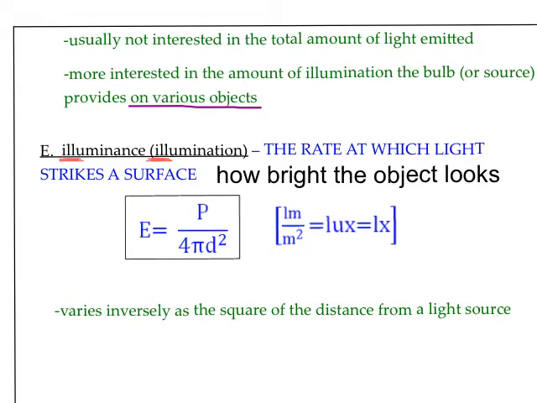So that distance that they're apart is now a part of our formula. So we're going to look at E for illumination. I know that doesn't really start with an E, but that's how I remember it in my head. But illumination is P divided by 4 pi d squared.